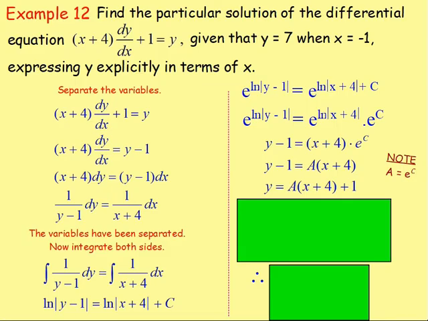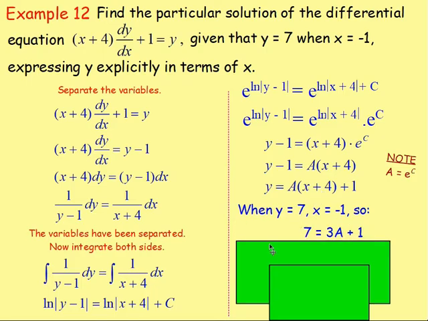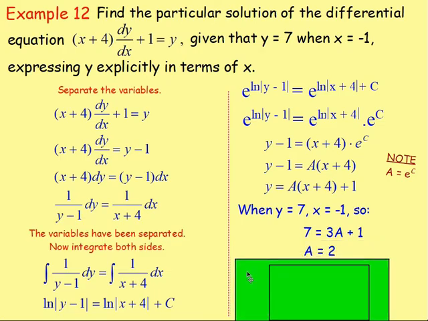From there though, we are not finished because we have to find this particular solution. And to find the particular solution, look at the extra information. We're told y is 7 when x is negative 1. So, replace y with 7, replace x with negative 1, and the only thing missing will be a. So if you do that, you will get 7 equals, that will become negative 1 plus 4, which is 3. So it's 3 times a, plus 1. Therefore, 3a would equal 6, and therefore a equals 2.